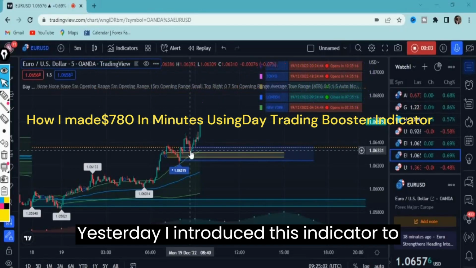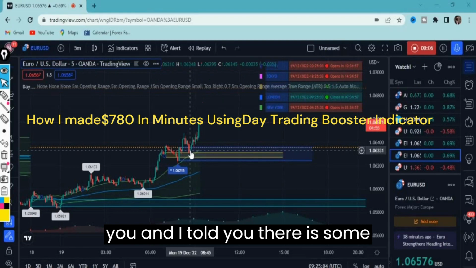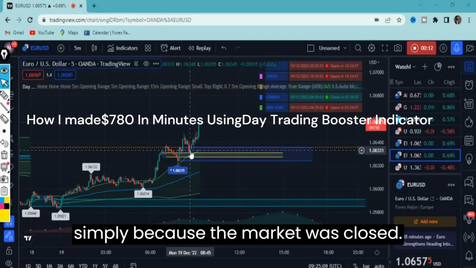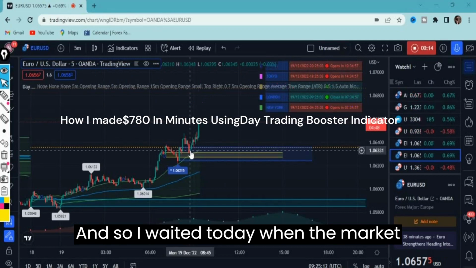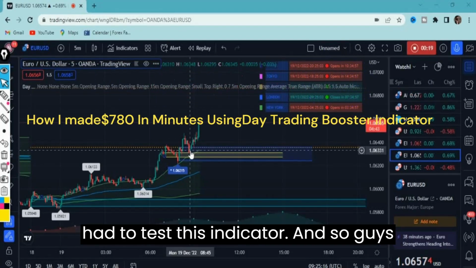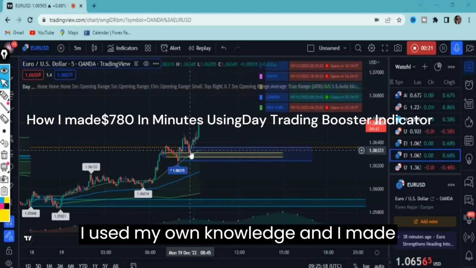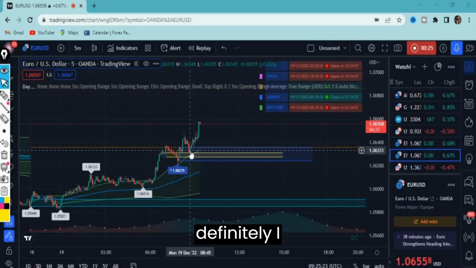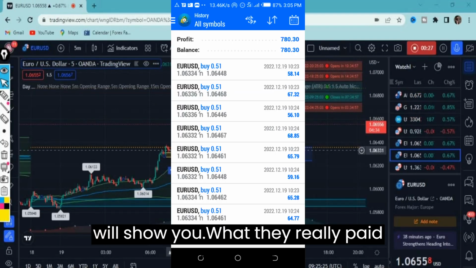Yesterday, I introduced this indicator to you and I told you there were some features that were not currently present simply because the market was closed. So I waited today for the market to open, and of course, I really had to test this indicator. And so guys, I used my own knowledge and I made $780 within a few minutes, and definitely I will show you what I really paid attention to.